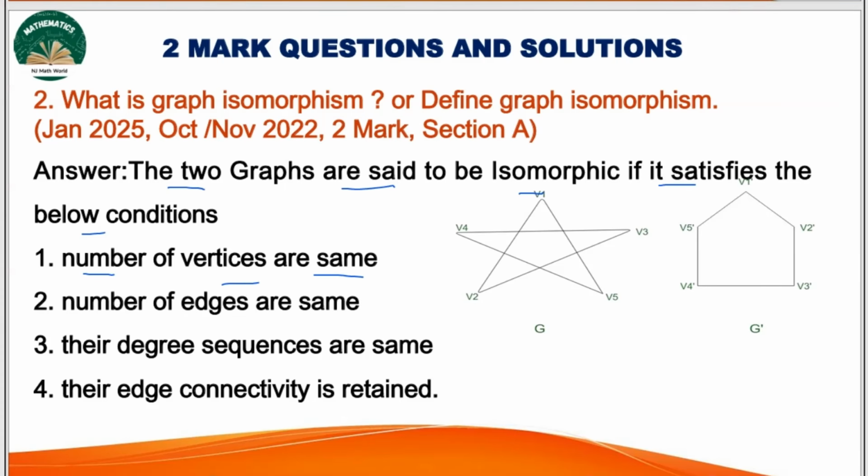The number of points should be the same. The number of edges are the same; the lines also should be the same in both graphs. Their degree sequences are the same, and each vertex should have the same degree: the degree sequence of G1 should be equal to G dash. Their edge connectivity is retained, so edge connectivity should be retained. If the graphs satisfy all these four properties, then the graphs are said to be isomorphic.